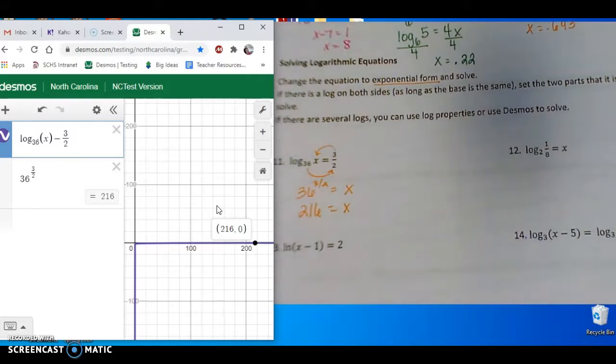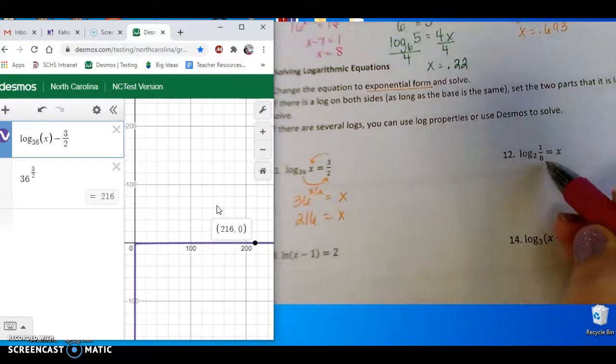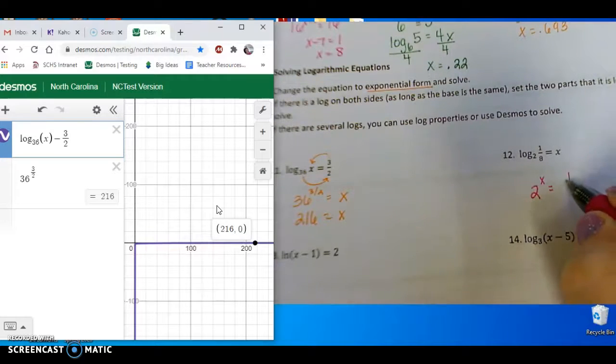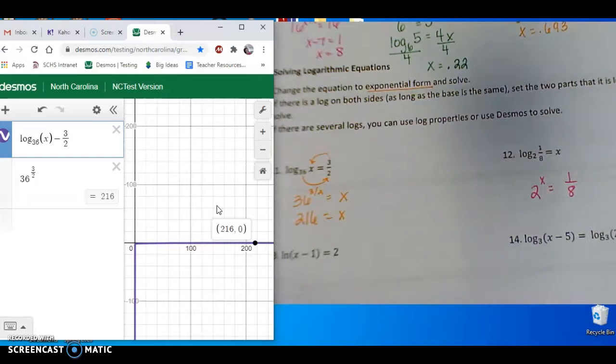So basically, if there's not a log there, you want to put it in log form. If there is a log there, you want to put it in exponential form. Okay. So I want to put this one in exponential form, so I'm going to do 2 to the x equals 1 over 8.